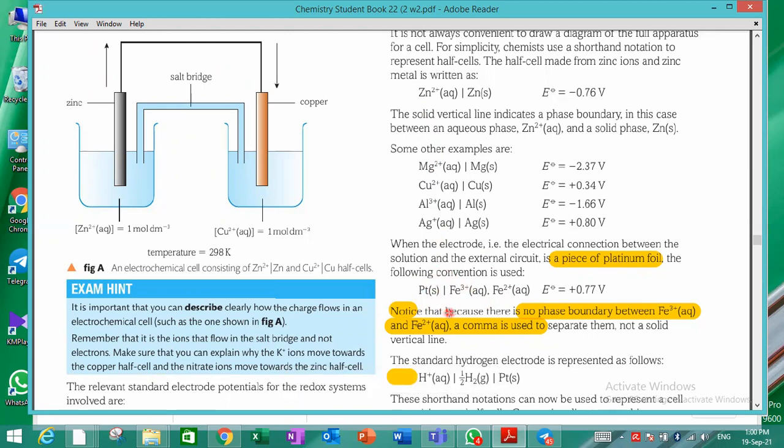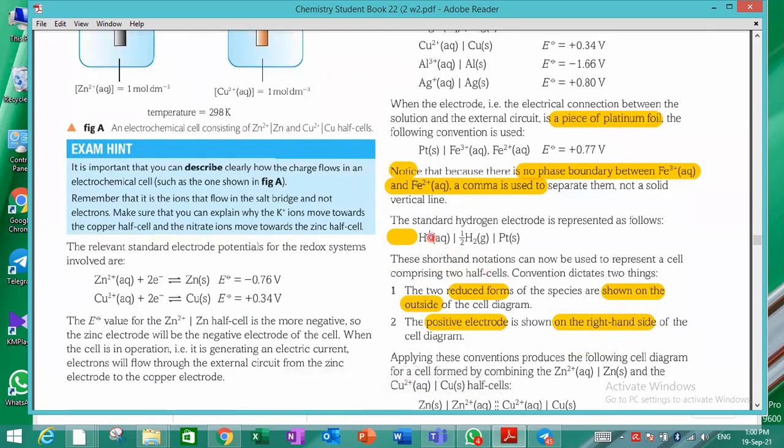and then we put the vertical line, which represents the phase boundary between the platinum wire and the mixture of solutions. And then we write iron plus 3, comma, iron plus 2. It means that both iron plus 3 and iron plus 2 are present as a mixture in the solution, and platinum is a metal that is placed in them in order to be connected to the voltmeter and the hydrogen electrode. And so the E0 value is plus 0.77 volts.